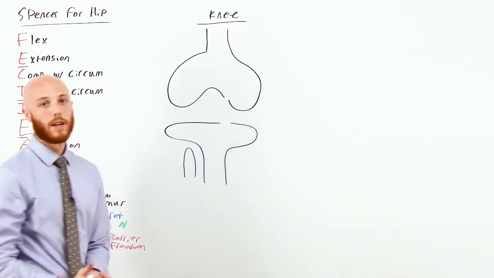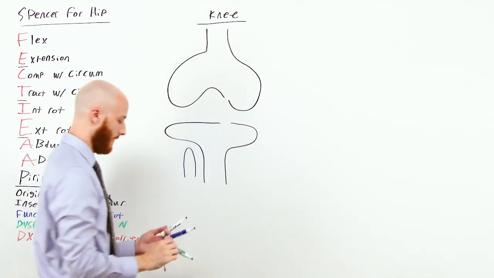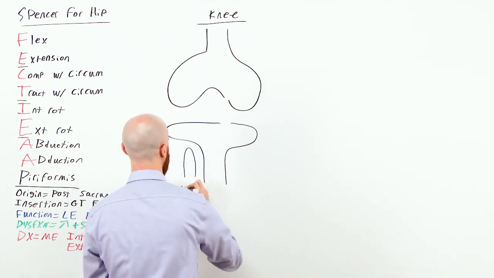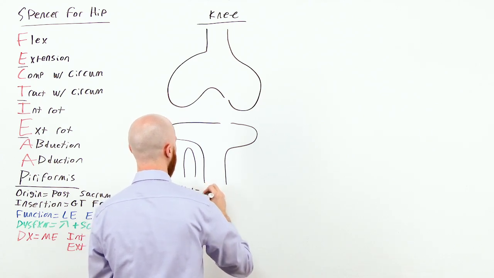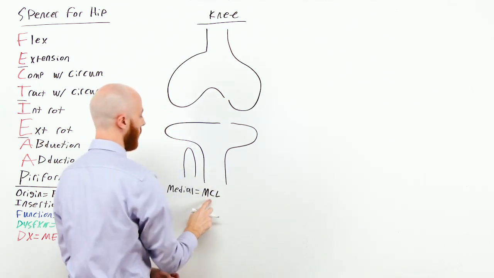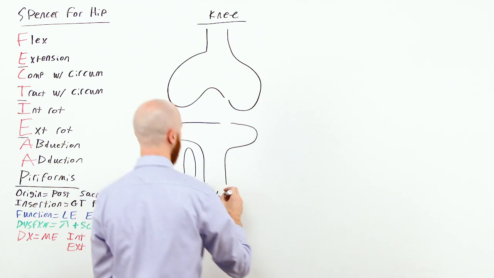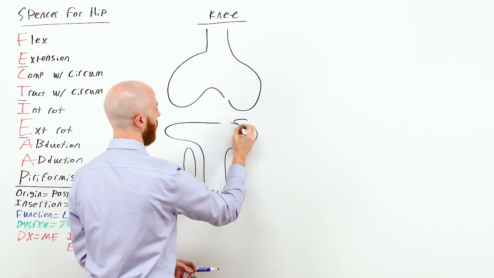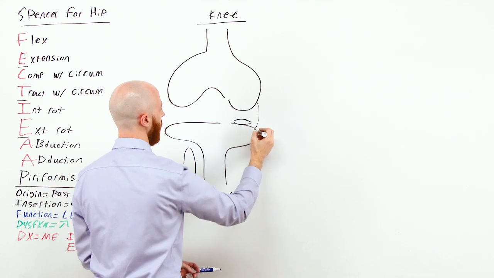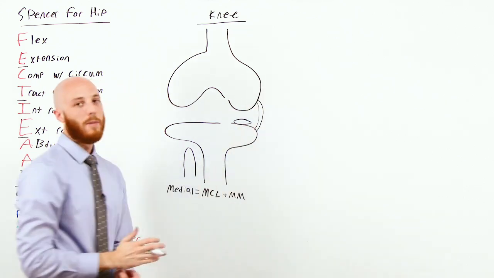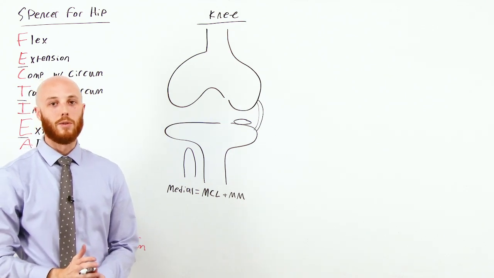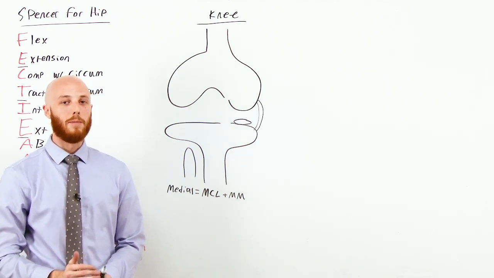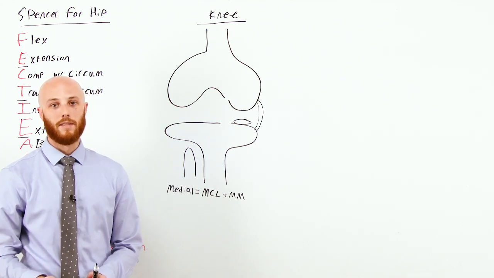So there are four big structures that we need to talk about that are located in the knee. The first structures are on the medial side of the knee. And that's going to be your MCL, your medial collateral ligament, and your medial meniscus. So they're going to be located medial meniscus, MCL. Don't worry about getting into the nitty-gritty of what they attach to, where they are, what the function is. That's for your anatomy course. Just understand that they're located on the medial side of the knee and they help with knee stability.